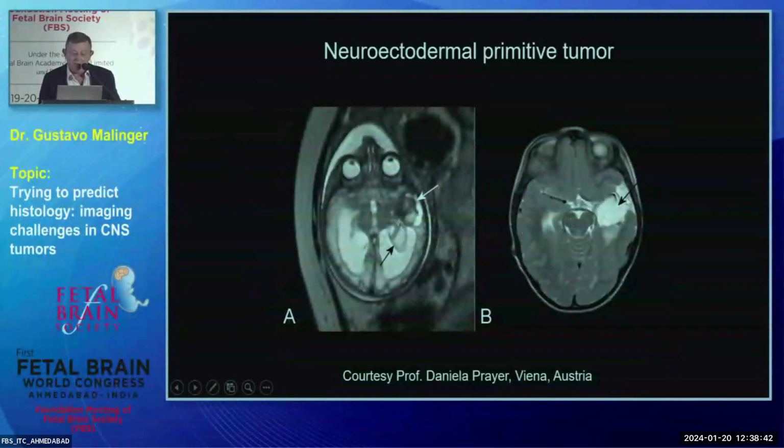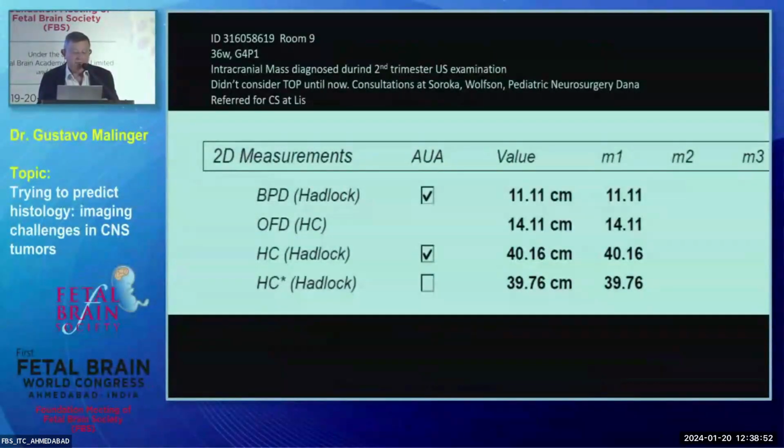This is a primitive neuroectodermal tumor, PNET, that was diagnosed by Daniela, and this is the post-operative MRI. The operation went okay. So there are exceptional cases where the child can do well. Now this is one we saw two or three years ago.